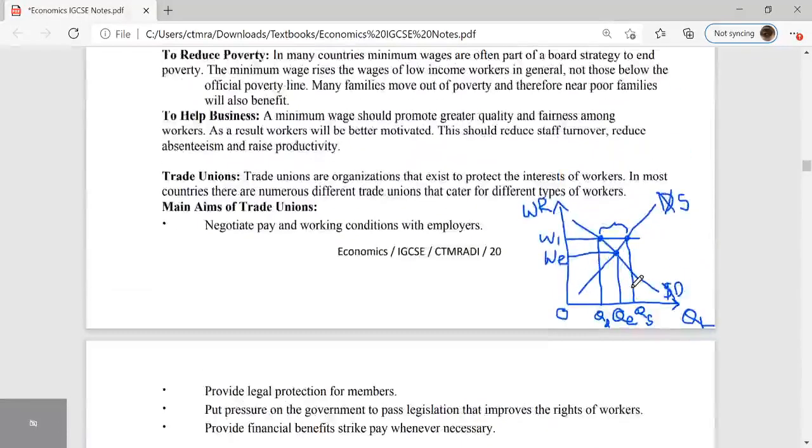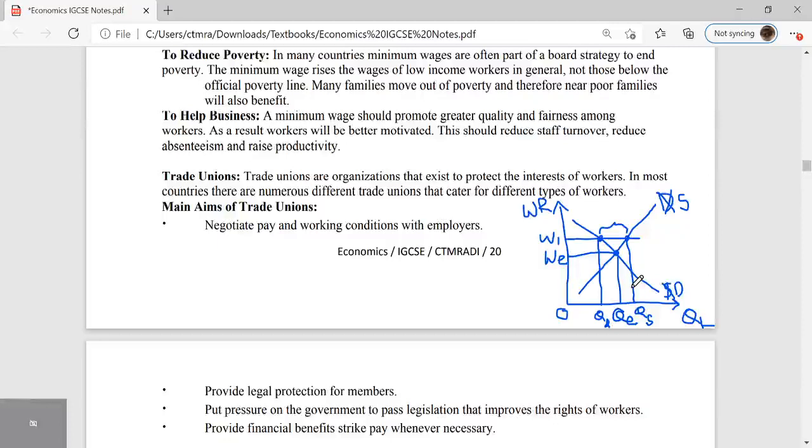Next, we have the trade union. A trade union is an organization that exists to protect the interest of workers. In most countries, there are numerous different types of trade unions available. They are there to protect the interest of the worker. So what are their aims? Let's go through. They can negotiate the payment. If the payment is low, then they can try to negotiate the pay.